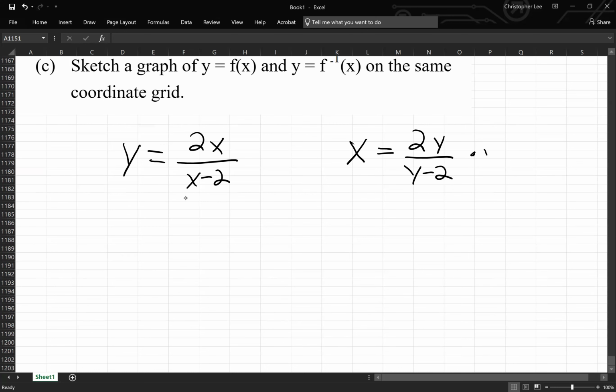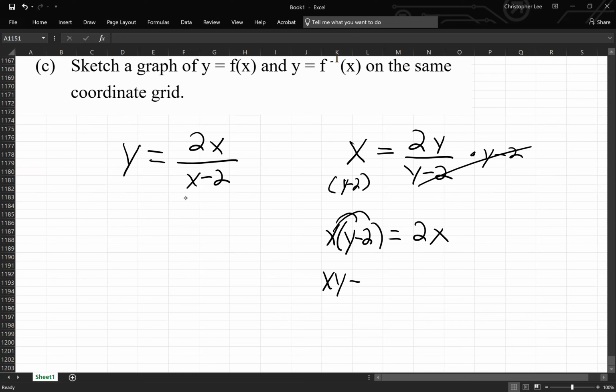Right? So I'm going to multiply by y minus 2 here. You do to one side, you know you got to do it to the other, times y minus 2. So now I have x times y minus 2 is equal to 2y, distribute. So I have xy minus 2x is equal to 2y, right? So what am I going to do? Subtract xy from here.